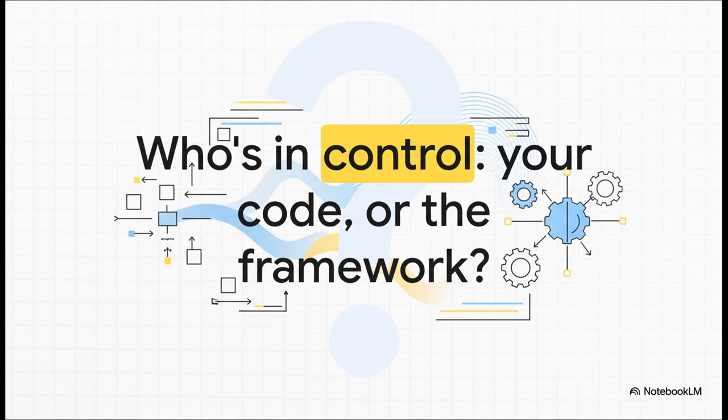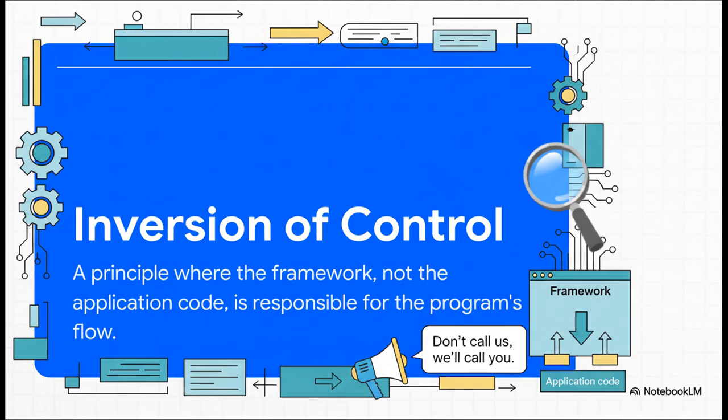This brings us to a really, really important question when you're working with frameworks. See, in traditional programming, your code is the boss. It calls library functions when it needs them. But with frameworks, that relationship gets completely flipped on its head. So who's actually in control? The answer is a core design principle called inversion of control.